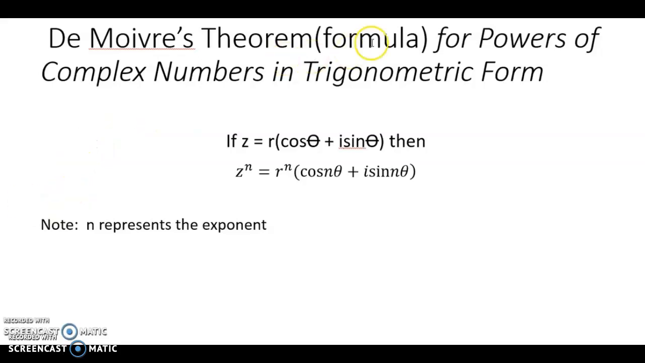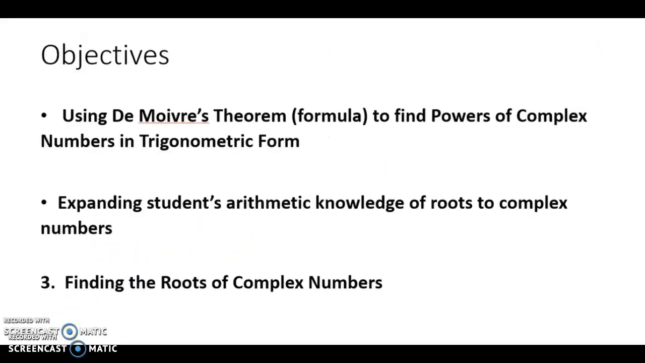So, this formula tells you if you have a complex number in trigonometric form, then to raise that number to a power, your power becomes the exponent for r, and that power is also multiplied by your angle measurements. And of course, n represents the power, it represents the exponent. All of our objectives are in Moodle.